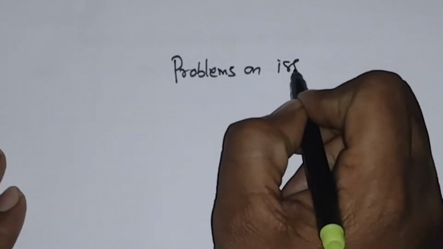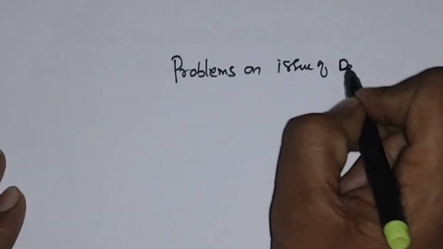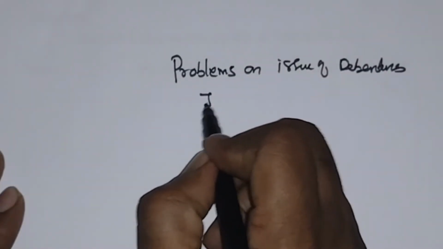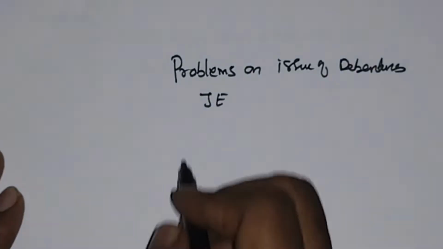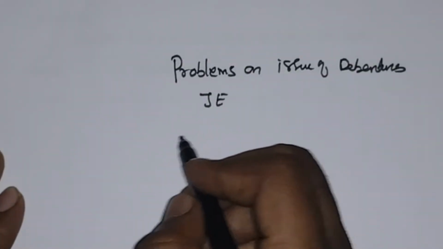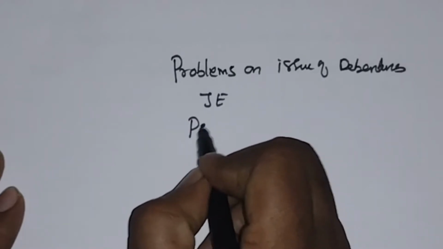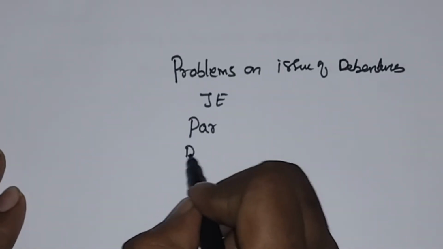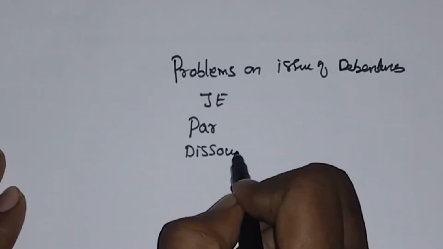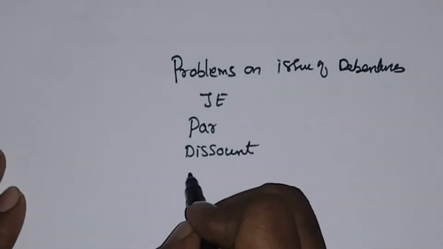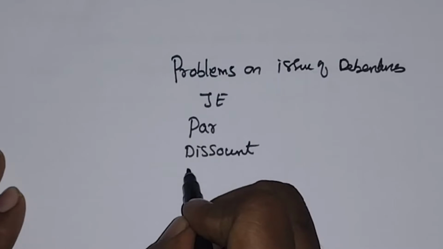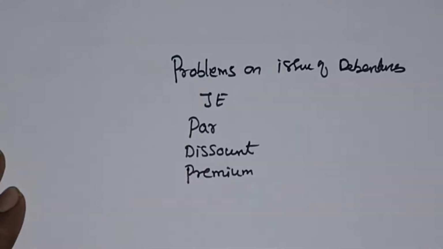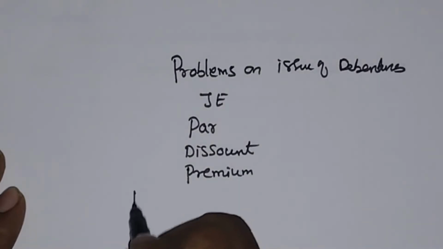Now I am going to explain the problems on issue of debenture. Under this, we are going to pass the journal entry. There are a variety of problems under this. The first one is problems on issue of debentures at par, the next is problems on issue of debentures at discount, and the third is problems on issue of debentures at premium.